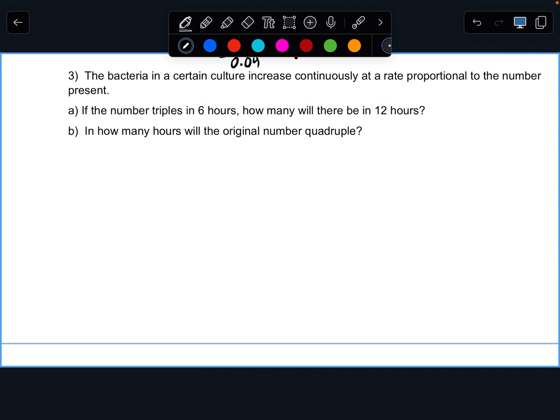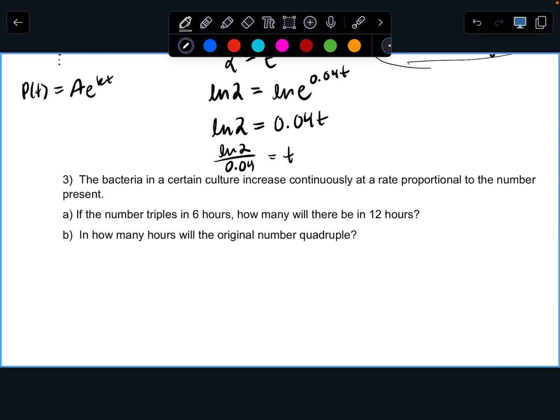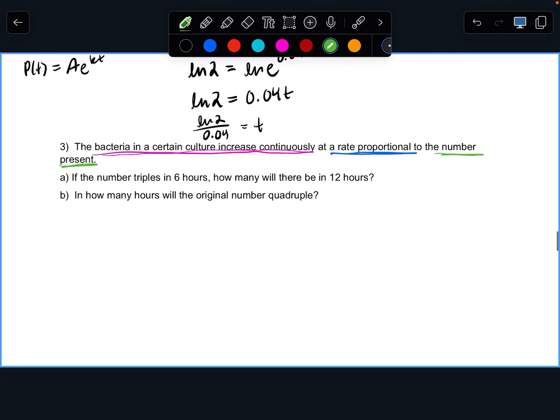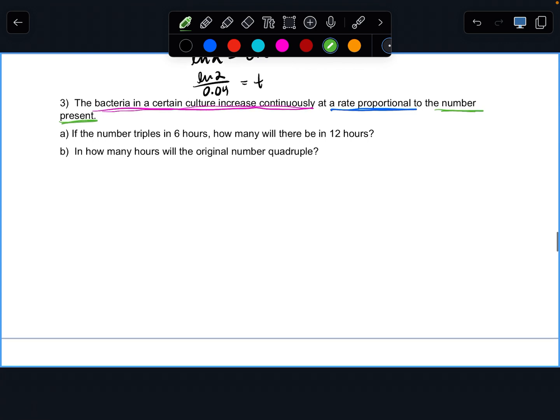Okay. Here's another way to ask directly proportional. If it says the bacteria is increasing continuously, that's another way to be like, oh, I'm using the quote-unquote PERT formula. The rate proportional, again, that's K times the number present. So very similar language, but now instead of saying growing at a rate, they say increase continuously. That's the same idea. Different way to ask it, but the same vibe.